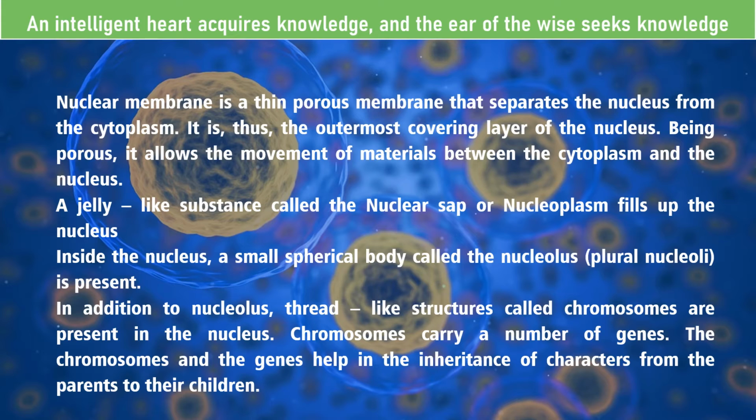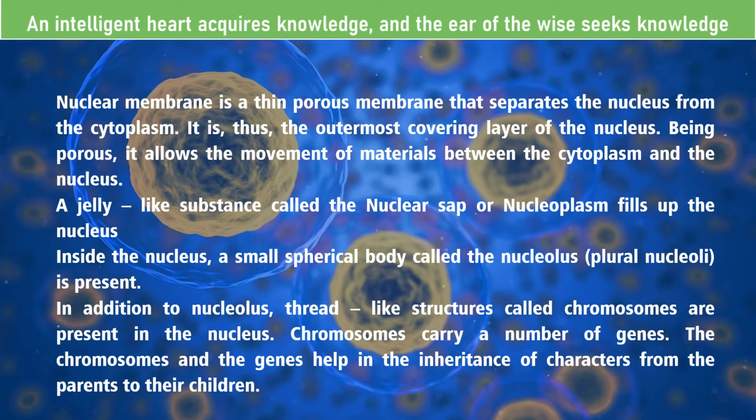A jelly-like substance called the nuclear sap or nucleoplasm fills up the nucleus. So inside the nucleus, there is a jelly-like substance, and that substance is called nuclear sap or nucleoplasm. Then inside the nucleus, a small spherical body called nucleolus, in plural we call it nucleoli, is present. So your nuclear membrane is there, then your nuclear sap or nucleoplasm is there, and then inside that nucleus there is a spherical body, a part which is known as the nucleolus.